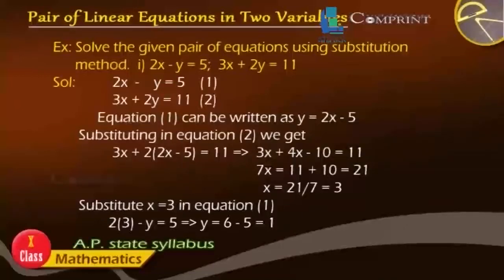3x + 4x - 10 = 11. 7x = 11 + 10 = 21. x = 21/7 = 3. Substitute x = 3 in equation 1: 2 × 3 - y = 5, so y = 6 - 5 = 1.